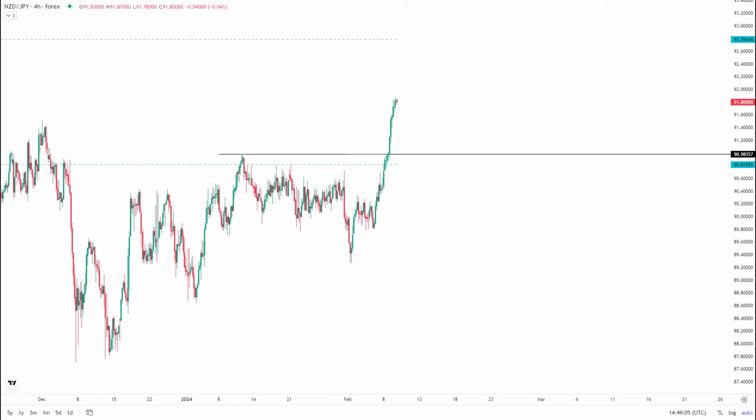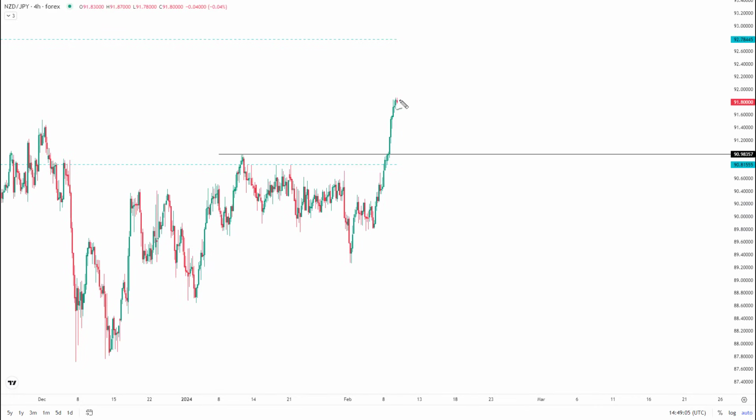Moving on to the New Zealand pairs before we finish up with the US dollar pairs. We do have a big momentum breakout in the New Zealand dollar. I did highlight one of the drivers behind this: ANZ economists coming out saying the Reserve Bank of New Zealand are going to have to hike rates twice again.